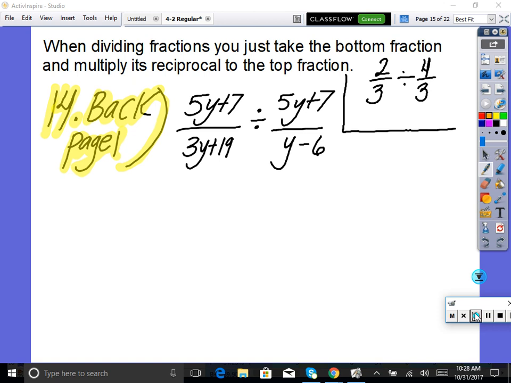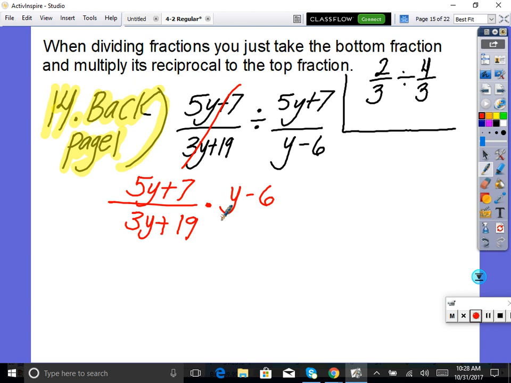Don't we already know how to multiply? Okay, let's do it then. So we have 5y plus 7 divided by 3y plus 19, divided by 5y plus 7 divided by y minus 6. This literally means flip the second and multiply. So let's rewrite what we're looking at. 5y plus 7 divided by 3y plus 19. Flip the second and multiply. So put a multiply sign. We have a y minus 6, and on bottom, a 5y plus 7. Do you see how that is really easy? Because we already know how to do that.